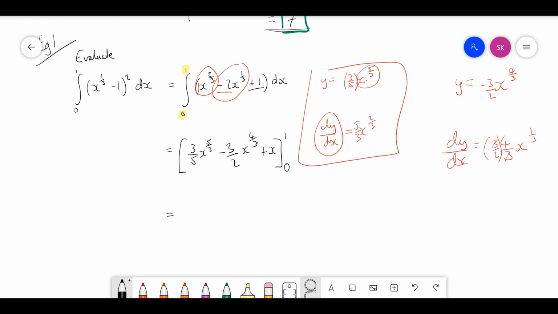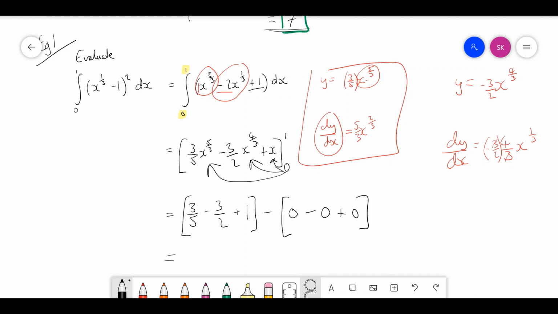3/5 times 1 to the power of 5 over 3 is just 3/5. Negative 3 over 2 times 1 to the power of 4 over 3 is just negative 3 over 2. And then plus 1. Take away, subbing 0 into each of these, it's just 0 minus 0 plus 0. If you calculate all that, you end up with what? Type into your calculator. Let's do it quickly. Where's the calculator? Whatever it is. Yeah, 1 over 10.